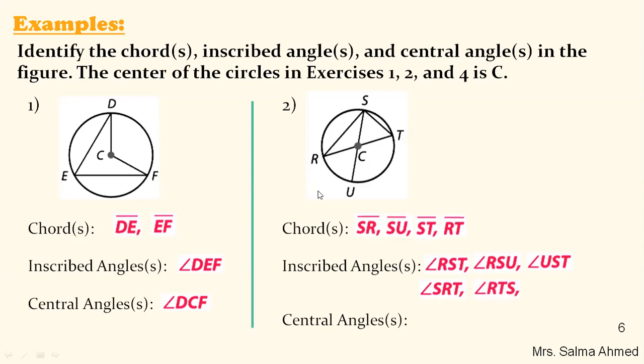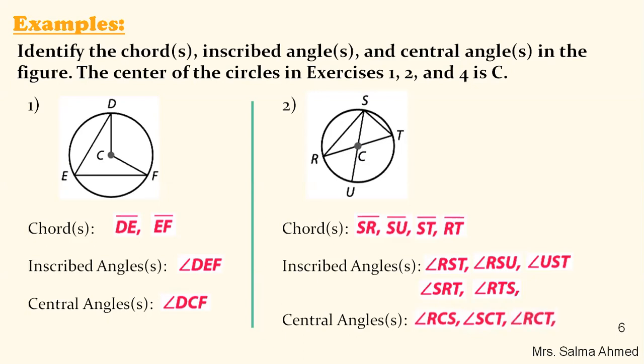Okay, let's move to the central angle. For the central angle, we are talking about the center, which is the vertex of the angle. So here I have many. I have TCU, because I'm talking about two radii, and the included angle is a central angle. We have many. Let's start with RCS. And I have another one, SCT.